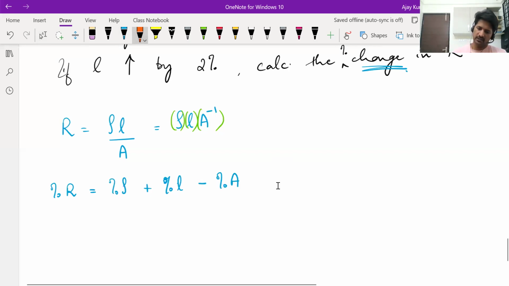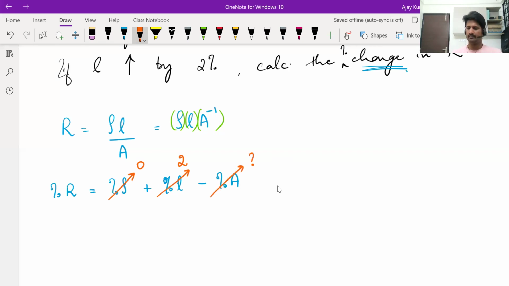Okay. Now resistivity is constant. So percentage change in resistivity will be 0. Now in the question, it is told to you that the length increases by 2%. But you still need to know what happens to the area. Then you can tell what happens to the resistance.